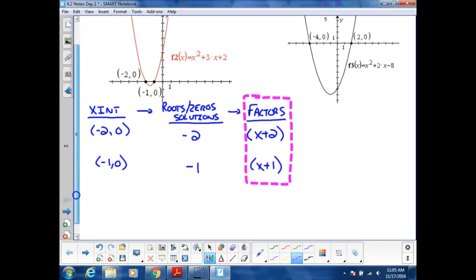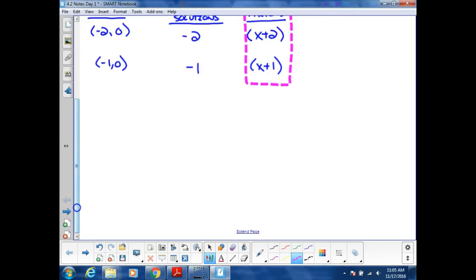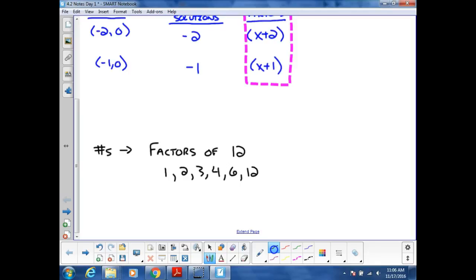Let's take numbers, for instance. Okay? What are the factors of 12? What do we got? 12 and 1. 3 and 4. So 1, 2, 3, 4, 6, and 12 are factors of 12, right? Okay. Agree? What does it mean to be a factor of a number?